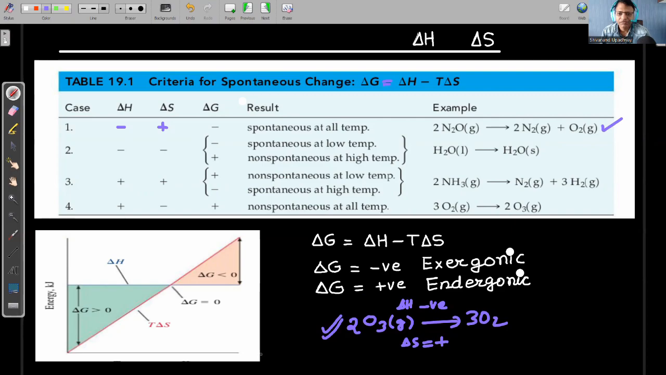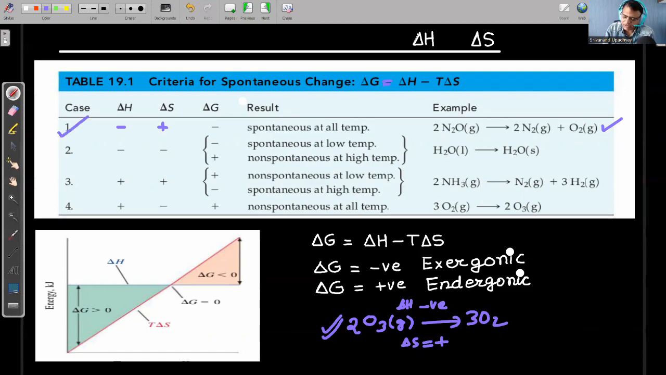That's why we don't prepare ozone and keep it for a long time. Whenever we have to use it, we have to prepare it just before, because if we prepare it early, it will decompose, and decomposition is spontaneous at all temperatures. So the first thing is done.